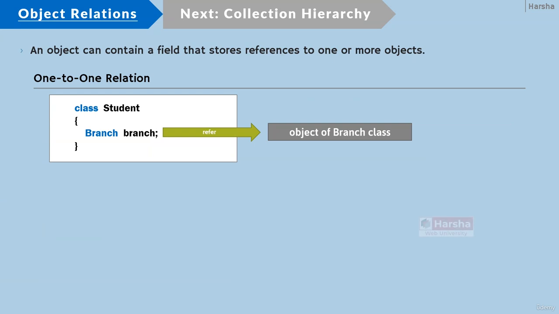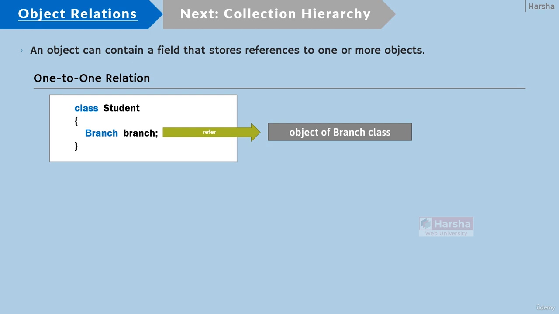Whenever a field of one class stores reference of object of another class, we call it as object relation. Let us simplify the same. For example, we have class 1 and class 2 individually. Each class has its own set of fields.